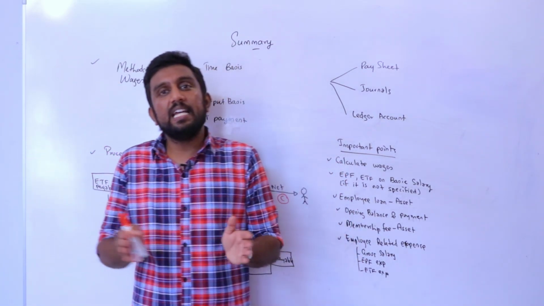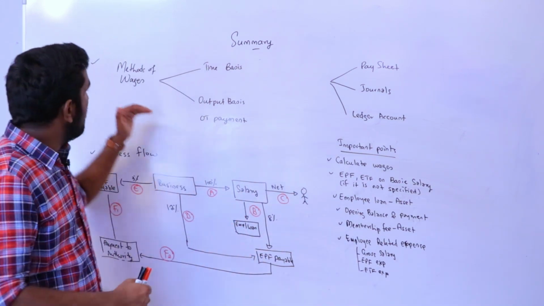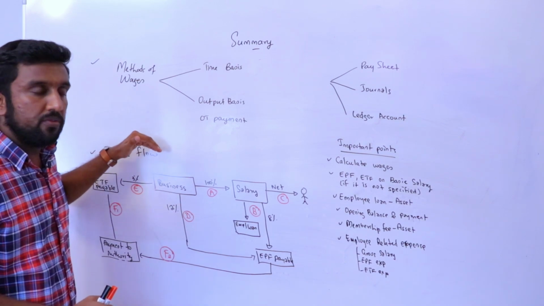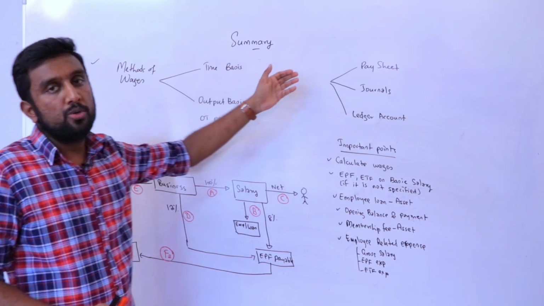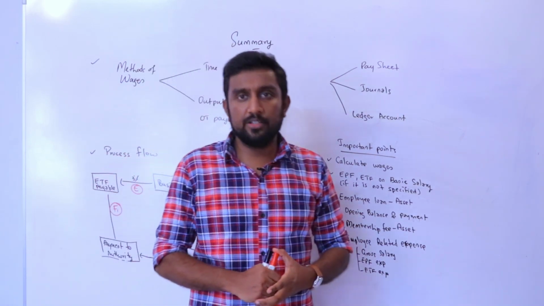So this is the entire chapter of labor costing. I divided it into three: method of wages, process flow, and I linked the process flow to record the transaction. Right, hope you guys understood.